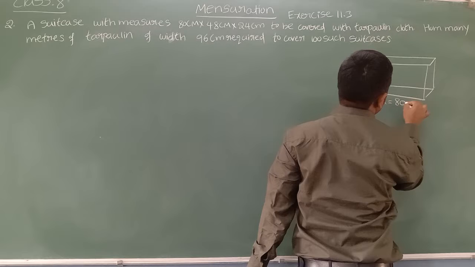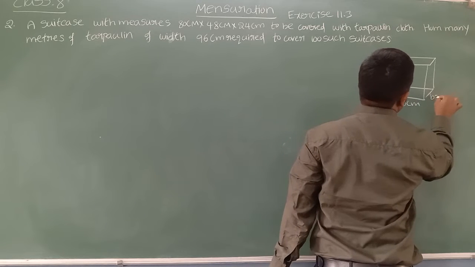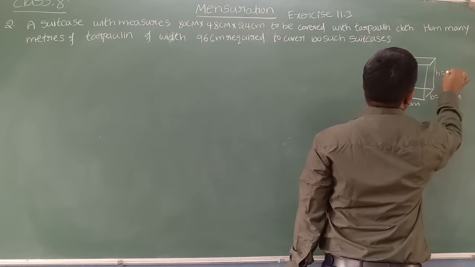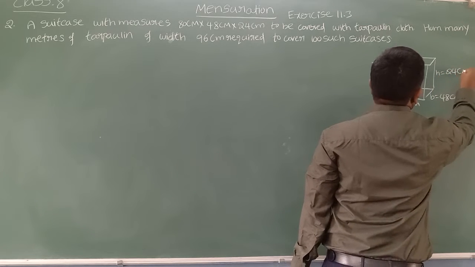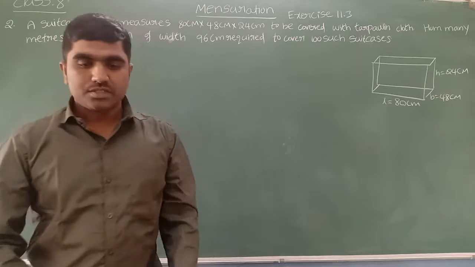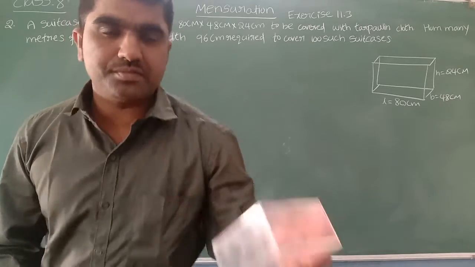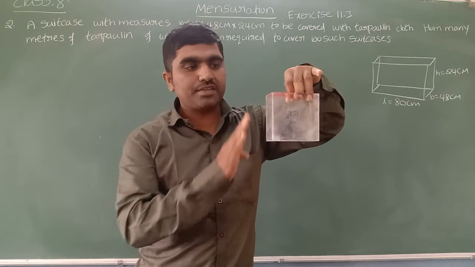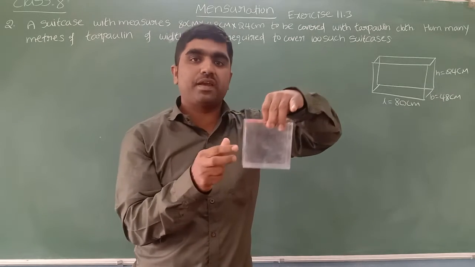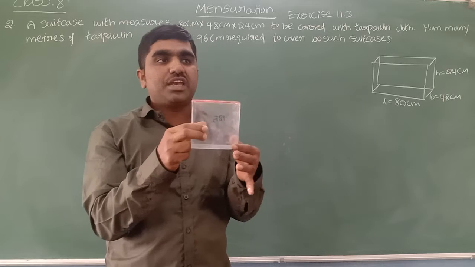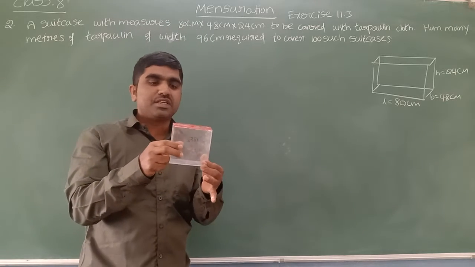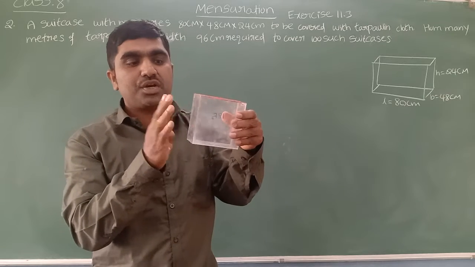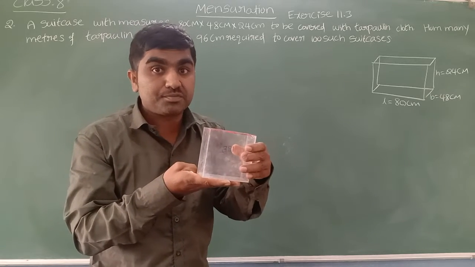L is 80 centimeters, breadth is equal to 48 centimeters and height is equal to 24 centimeters. Suppose here you can see one cuboid. Imagine the suitcase is like this. Now this suitcase I want to cover with a tarpaulin cloth. How many faces do we need to cover with the tarpaulin cloth, beta? Sir, we need to cover all the 6 faces. All the 6 faces we need to cover with a tarpaulin cloth.